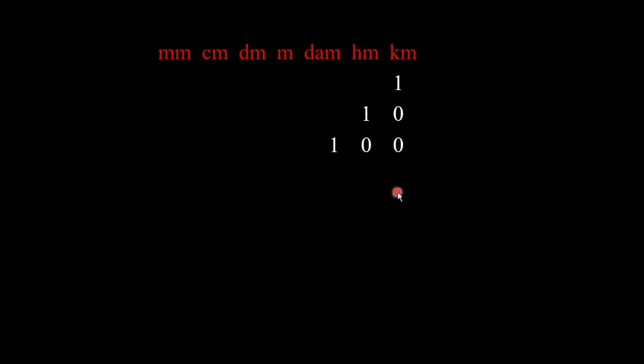And then we are going to put zeros here and then 1 below m. That implies that 1 kilometer is equivalent to 1,000 meters. Then also we're going to put zeros here and then 1 below decimeter. That implies that 1 kilometer is equivalent to 10,000 decimeters. And then we're also going to put zeros here and then 1 below centimeter.